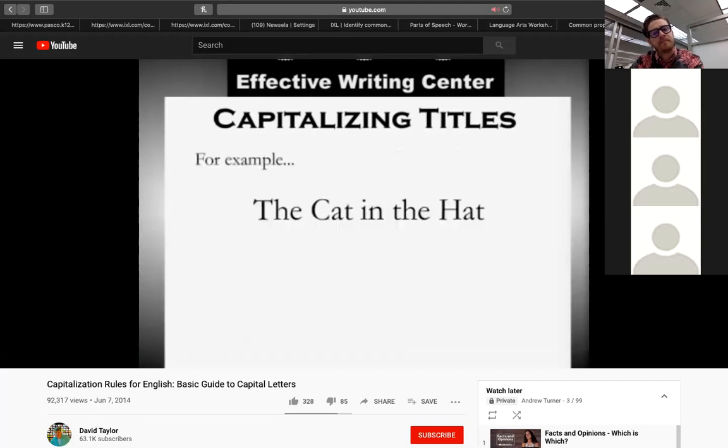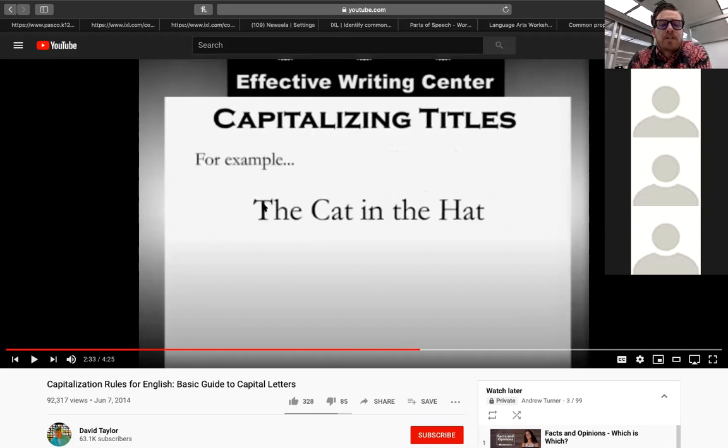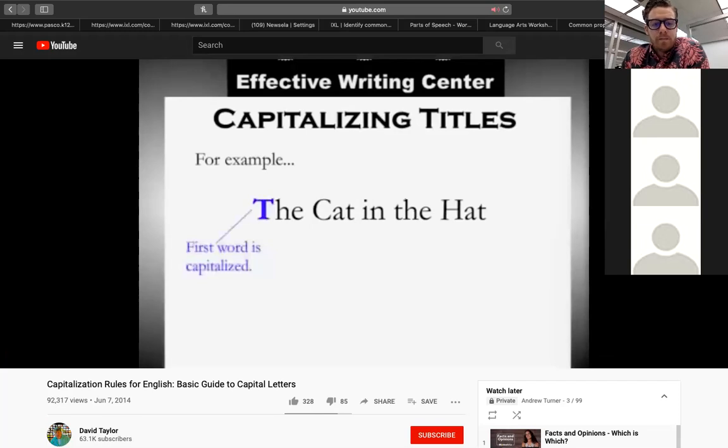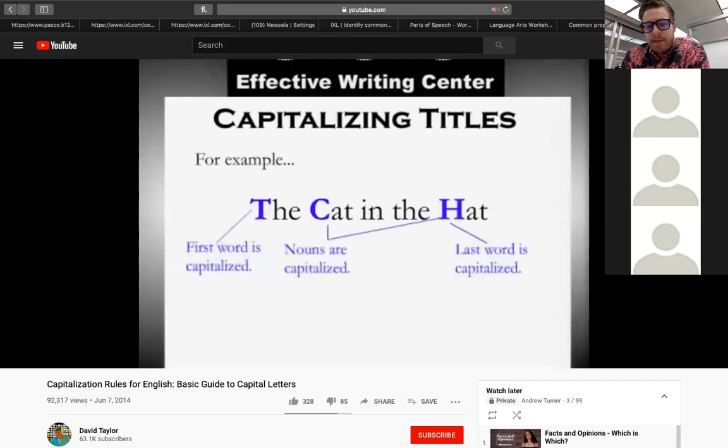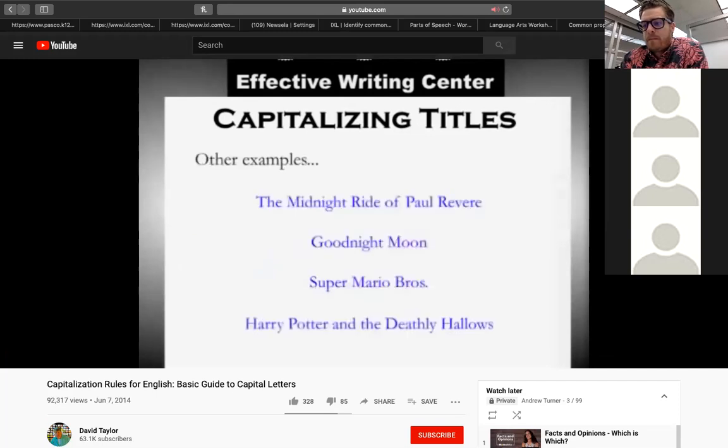So here's a really good example: The Cat in the Hat. The first word is capped and the last word is capped. And then the only nouns in here, okay? The preposition and article do not get capped. In The Cat in the Hat, the first The is capitalized because it's the first word. Cat and Hat are nouns, so we capitalize them. In and the second the are lowercase. Makes sense. Whenever you deal with the titles of specific poems, short stories, plays, books, games, and so on, make sure you capitalize appropriately.